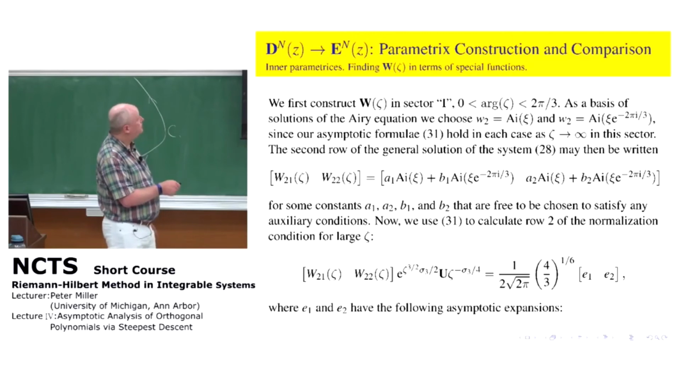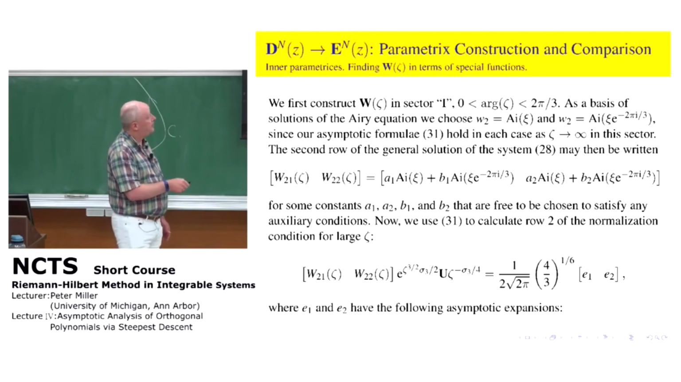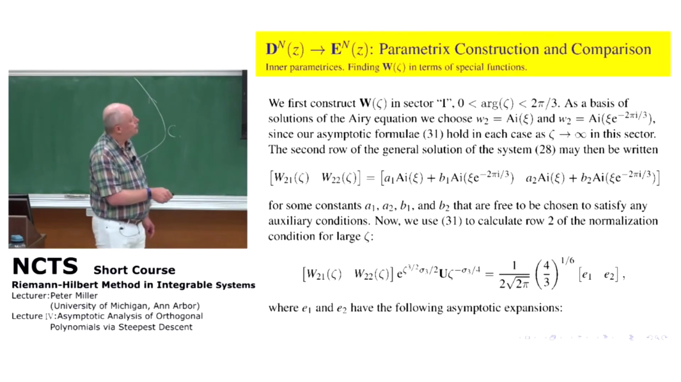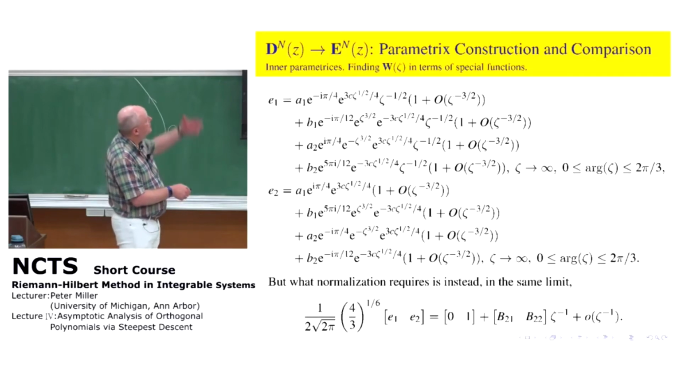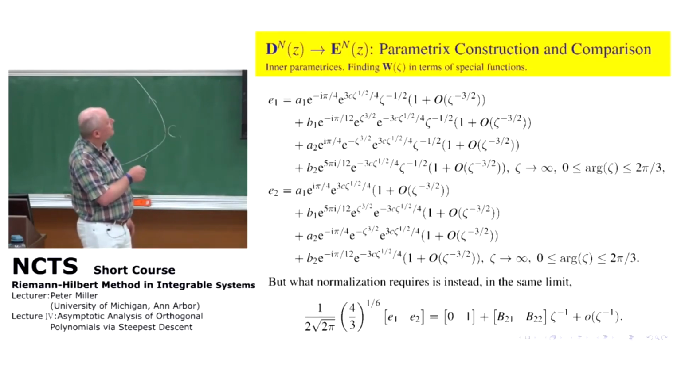And so the second row elements of our matrix in this sector, we could write them as these functions for some constants that we have to pick. So what do we have to do? We should try to make this formula solve the normalization condition. So we calculate row 2 of the normalization condition, and we get that these two functions multiplied on the right by this exponential, our eigenvector matrix, and this power function, it should behave like this. And these E's have the following asymptotic expansions coming from what we just wrote, and the Airy function expansion.